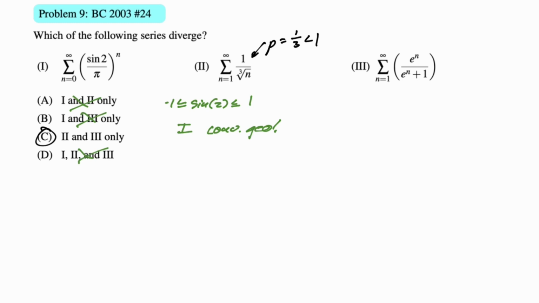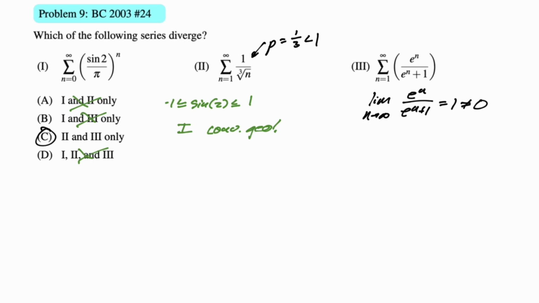And then for 3, I find people mess this one up the most because the easiest test to use for divergence is the one everyone forgets. If we just take the limit to infinity of e to the n over e to the n plus 1, we get 1, which is not 0, so this definitely diverges. So we can also get the answer, but knowing that 1 converges meant we knew the answer instantly.